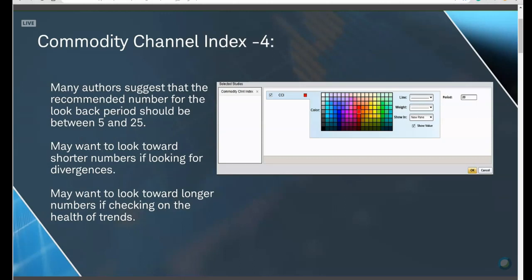When we go over the different uses, one of the uses we'll talk about is divergence analysis. We'll explain that later. But if you're using it for that, maybe you decrease the look back period from the default of 20. If you are using a longer term trend following approach, which is again one of the ways you can use the indicator, maybe you can make the look back period a little longer. But again, if you read all the literature on this, most people use the look back period somewhere between 5 and 25, and there's nothing wrong with just using the default of 20.